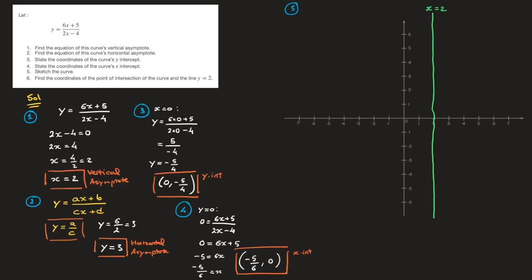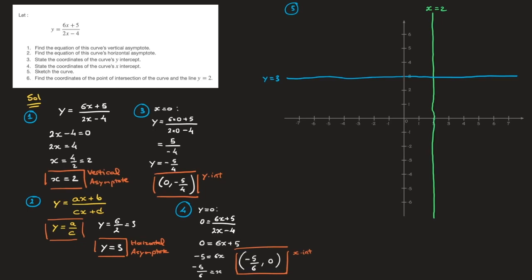Done. Now I need to draw the horizontal asymptote, and its equation was y equals 3. And that's the horizontal line passing through all the points that have a y-coordinate of 3. So if I draw that here, that would look something like this. There we go. And that's y equals 3.